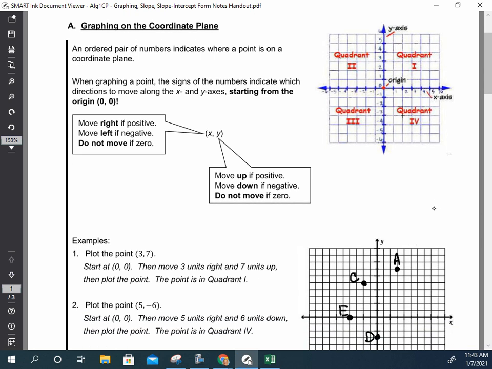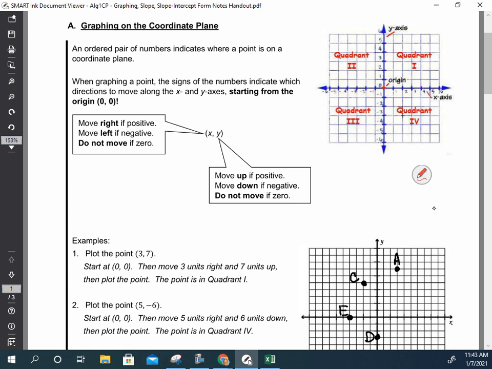So, part A. There's nothing about part A that you need to copy down. Again, if you want to write it down because you need it for yourself, do it. But none of this is required for the notes that I'm going to grade.